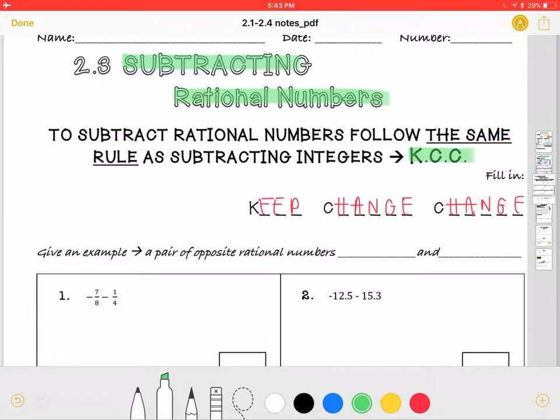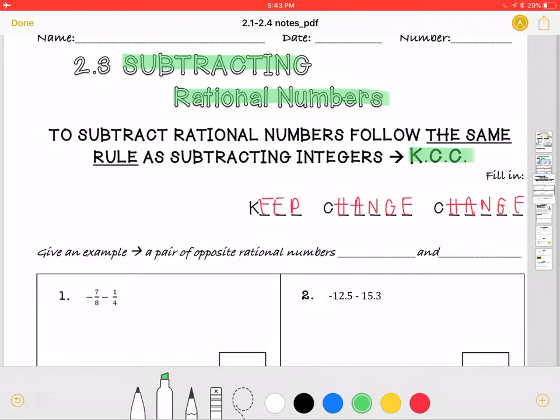Now, maybe you liked the other rule I introduced to you back then as well, which was add a line, change the sign. That applies here as well. So we're either using keep, change, change, or add a line, change the sign, however you prefer to remember it. Keep, change, change is the same thing as add a line, change the sign. Remember, it gets changed to addition, and then we use our SADS rules again. Okay, so multiple steps here.